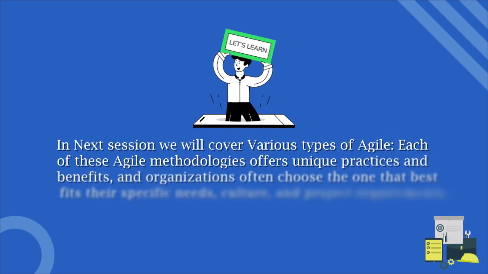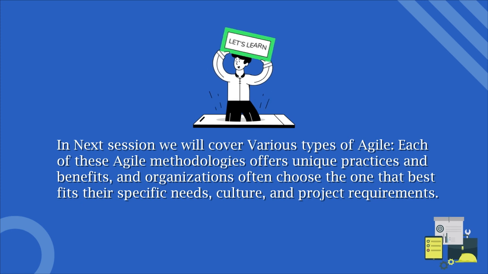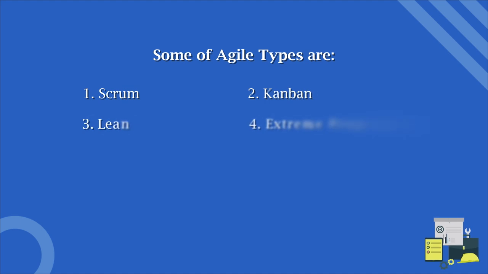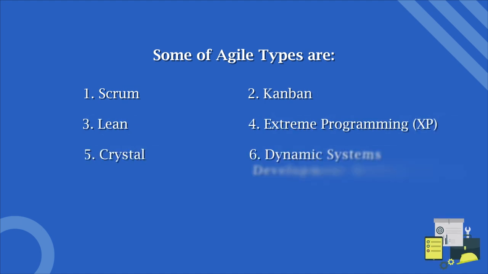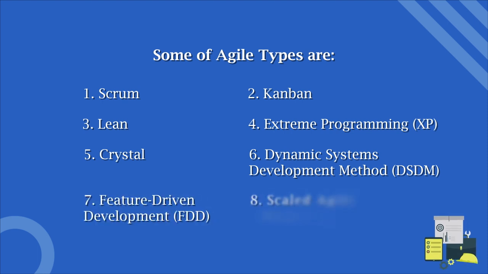In the next session, we will cover various types of Agile. Each of these Agile methodologies offers unique practices and benefits, and organizations often choose the one that best fits their specific needs, culture, and project management. Some of the Agile types are Scrum, Kanban, Lean, Extreme Programming, Crystal, DSDM, which we call Dynamic Systems Development Method, FDD, Feature Driven Development, and SAFe, Scaled Agile Framework.